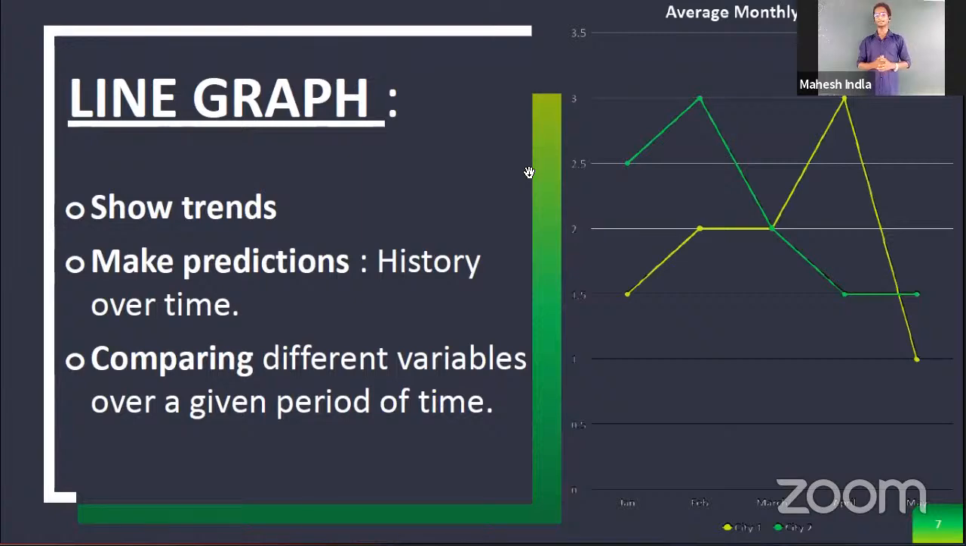So the line graphs use the lines and the points to represent the data. Normally, these line graphs are used to represent the data that is in the continuous form. When the data is in the continuous form, we use this line graph. So let us see how we can construct these line graphs.